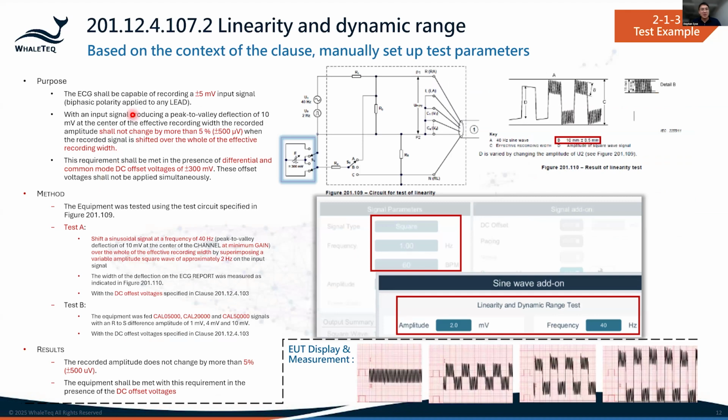The purpose is to limit the amplitude change detected by the ECG, which must be within plus or minus 5%. Giving the condition detail, the method shows the steps to give a 40 Hz sine wave overlaid with a stronger 2 Hz square wave, while also overlaying an extra plus or minus 300 millivolt DC offset. The results follow the purpose: to verify the amplitude measured by the ECG machine.